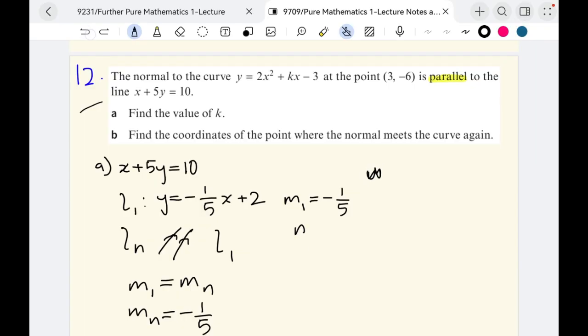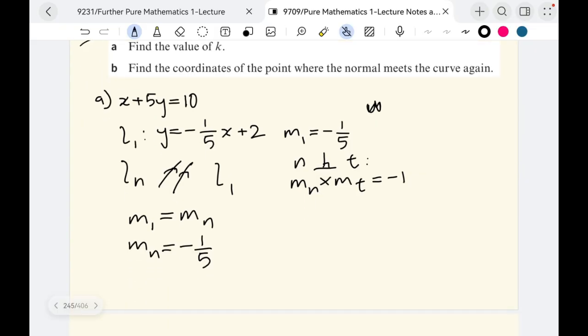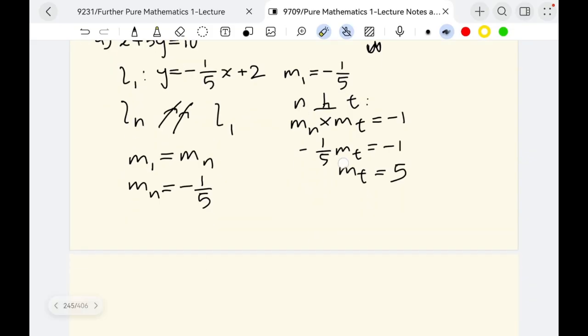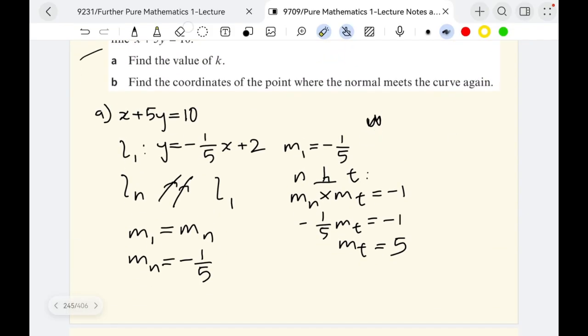Normal is perpendicular to the tangent. So the gradient of normal multiplied by the gradient of tangent is equal to -1. The gradient of normal is -1/5, so to find the gradient of tangent, the gradient of tangent is 5. Until this point, you are able to get about 1 to 2 marks. What's next right now?